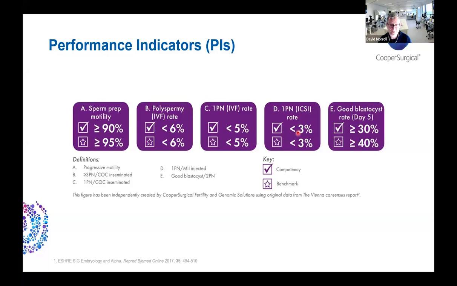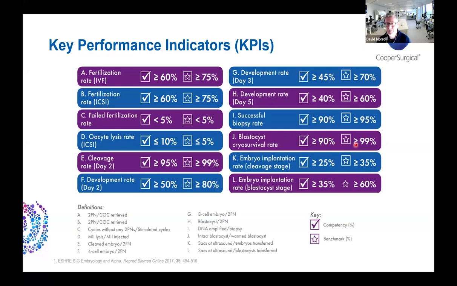and those ones that go on and develop into embryos usually have significant genetic abnormalities. Similarly, it's worth mentioning with the good blastocyst rate that if you only use day 5, rather than day 5, day 6 and day 7 together, that might be more of a useful indicator, and we'll talk about that in a few slides.